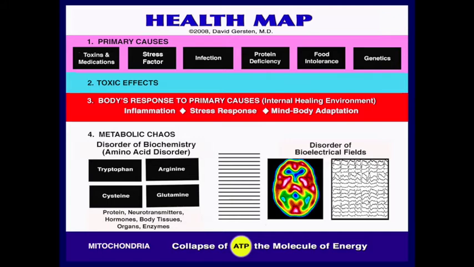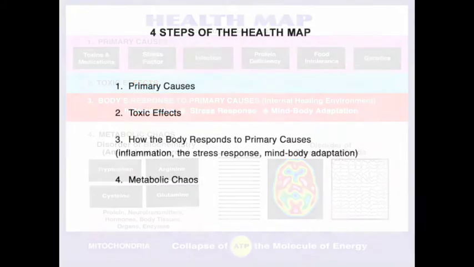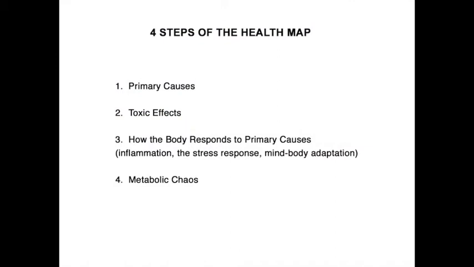Why do people get sick? Is illness caused by a virus, bacteria, parasite, or genetics? Yes and no. There are 4 main levels of the health map. So let's dive in and take a quick look at those 4 levels.